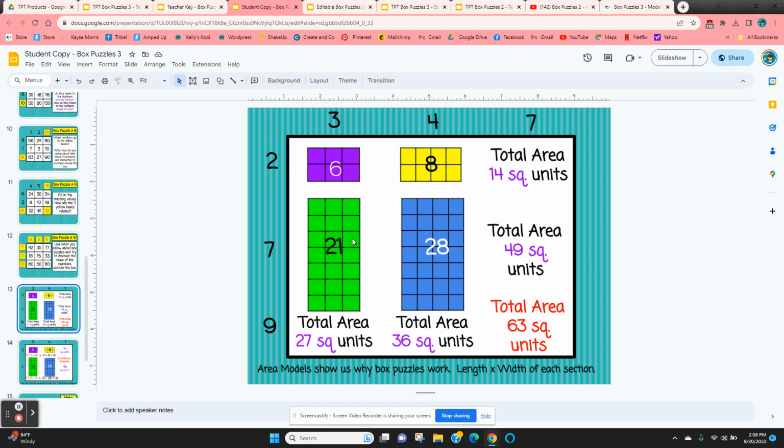Here we have a 7 by 3 model and a 7 by 4 model. If we add the area of these two figures, we're going to get 49. It works going down and it works going across.